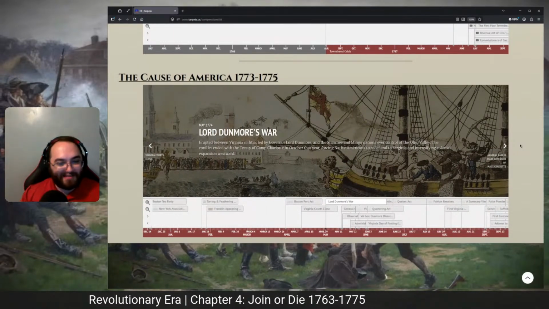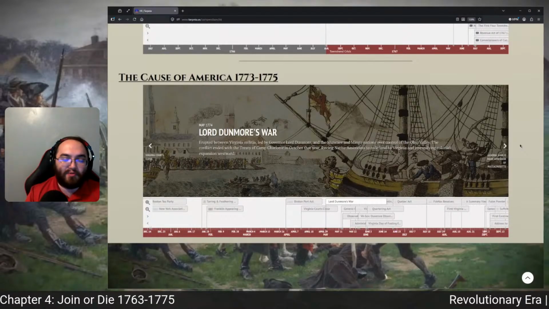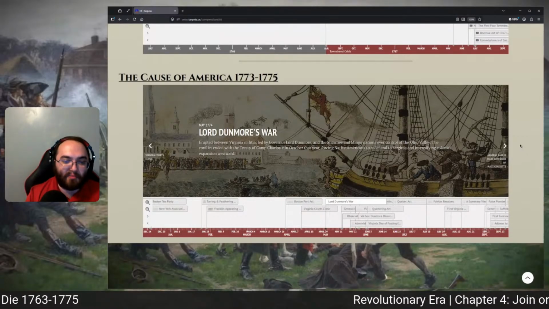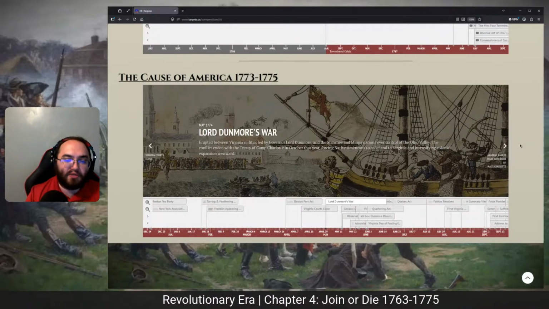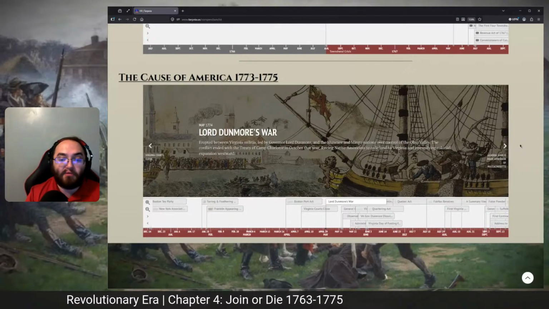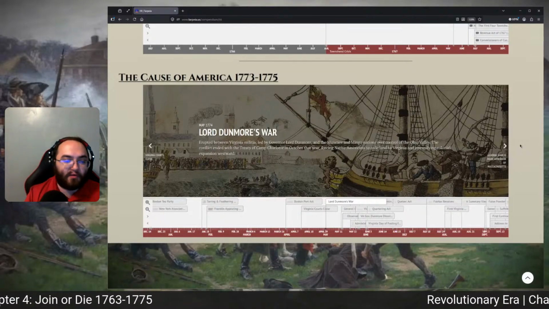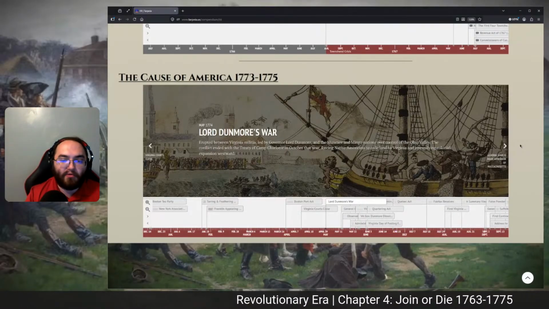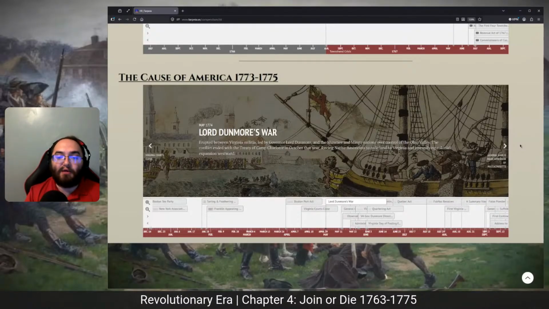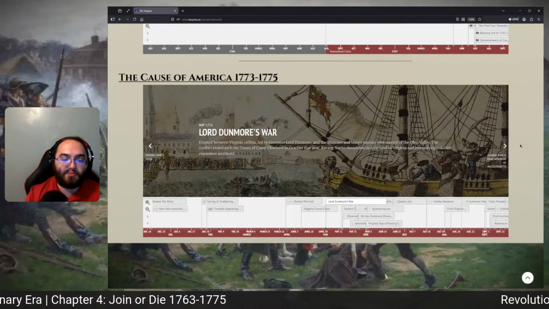While all this is going on, you have Lord Dunmore's War, which is a very brief conflict that only lasted a couple of months. It erupted between Virginia militia led by Governor Lord Dunmore and the Shawnee and Mingo nations over control of the Ohio Valley. The conflict ended with the Treaty of Camp Charlotte in October that year, forcing Native Americans to cede land to Virginia and intensifying colonial expansion westward.